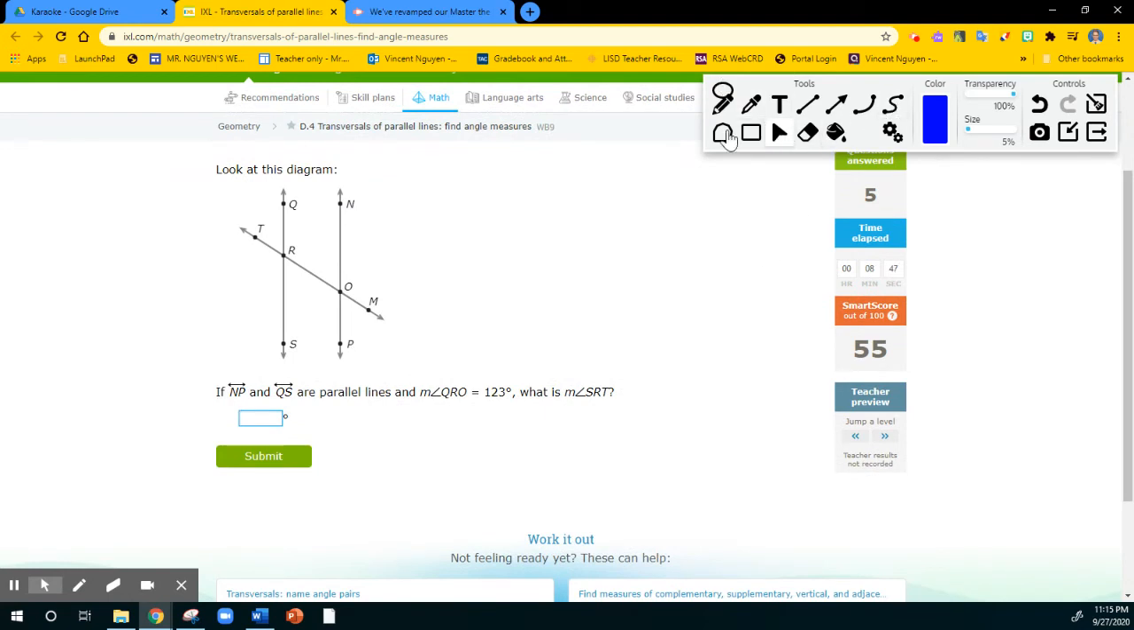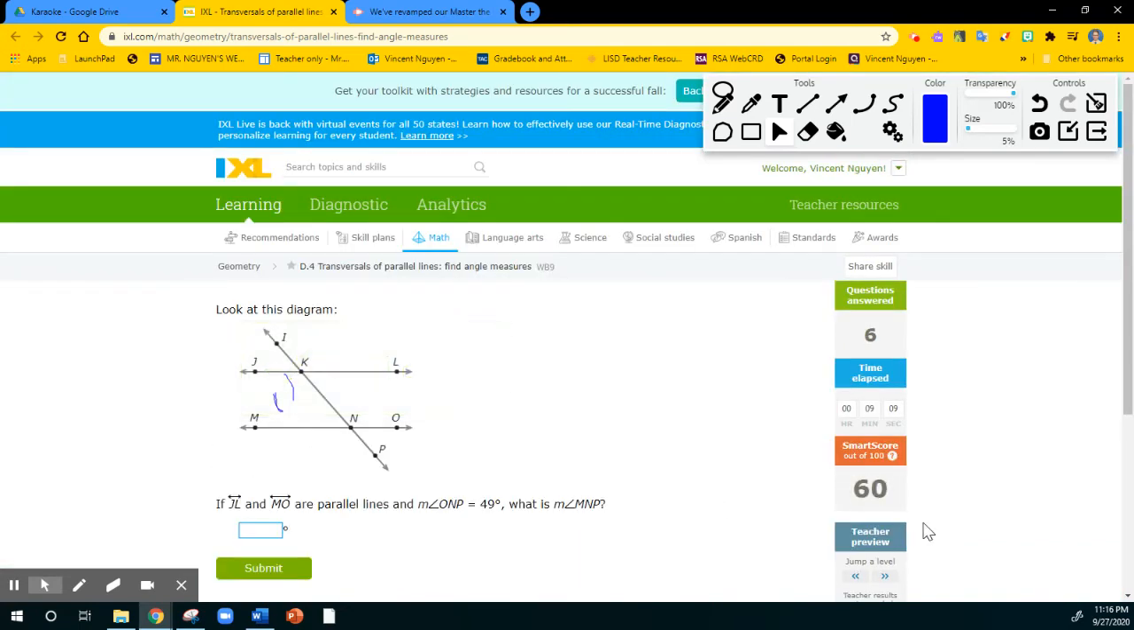Do this one, see if it's congruent again. I'm going to jump again, okay? So SRT, this angle right here, SR and then T, and then QRO. These are vertical angles, so again, they are congruent. 123, and then I'm going to skip, I'm going to jump level.